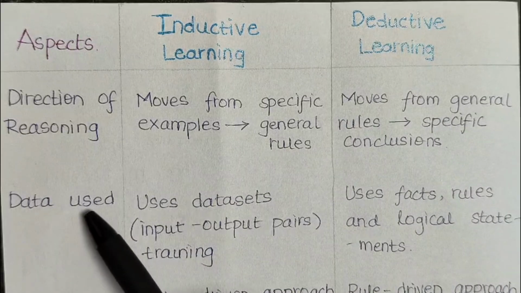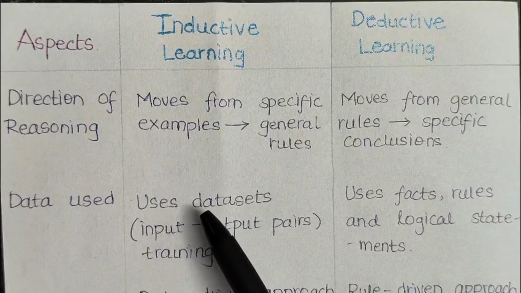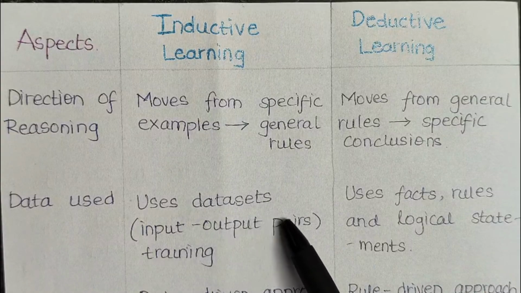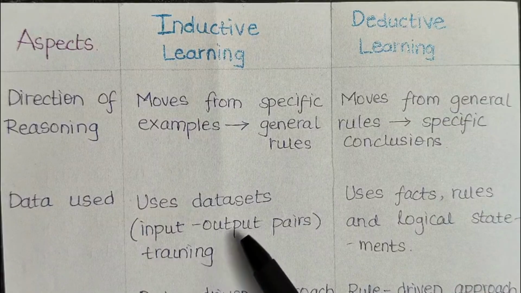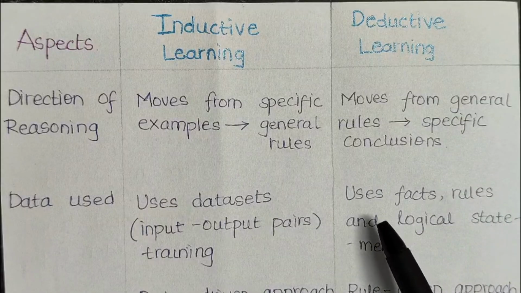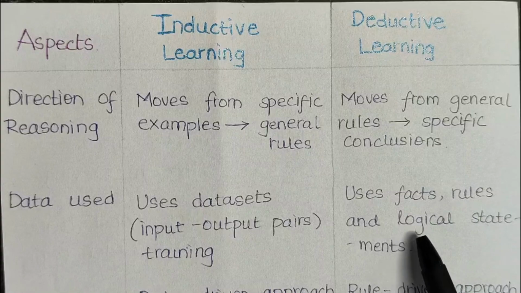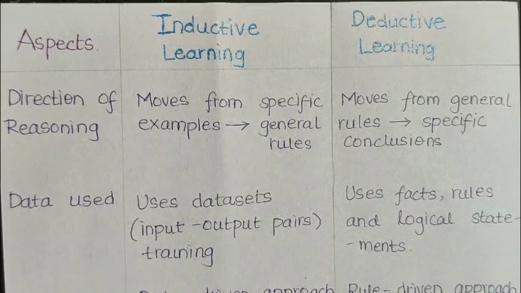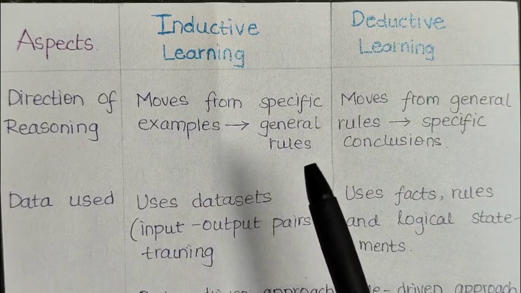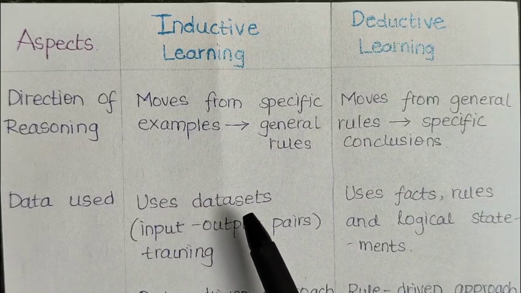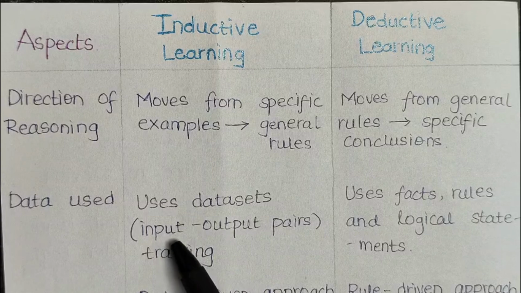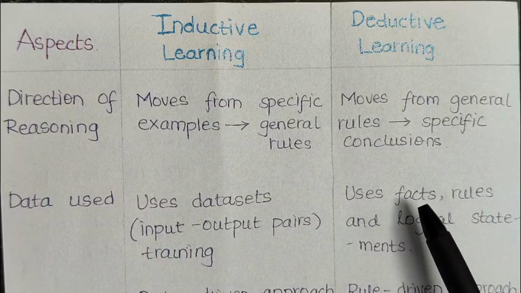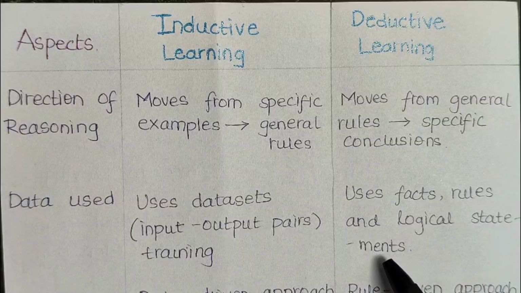The second difference is the data used. Inductive learning uses data sets, which are primarily input output pairs for training, but deductive learning uses facts, rules and logical statements as the data.